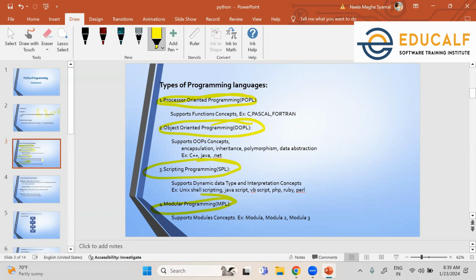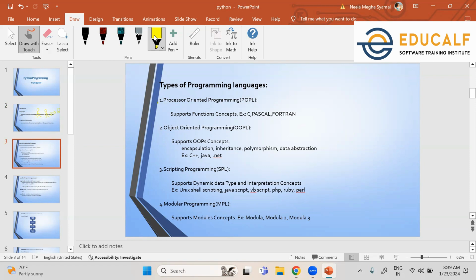And when coming to processor-oriented programming language, it is something which deals with function concepts. That means you completely have programming related to the function type. Each and everything is created as a function and executed from there. The best example for a function-based programming language is C. Before that, Pascal and Fortran also come under this particular category.